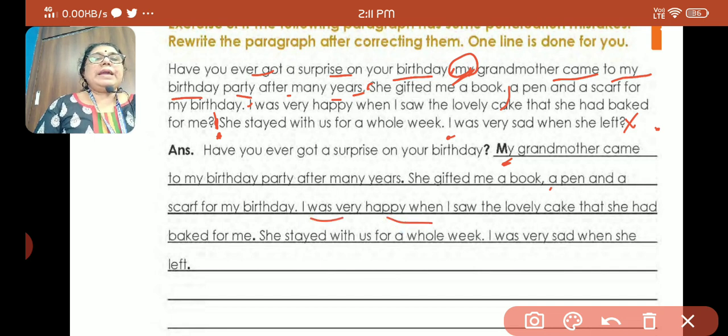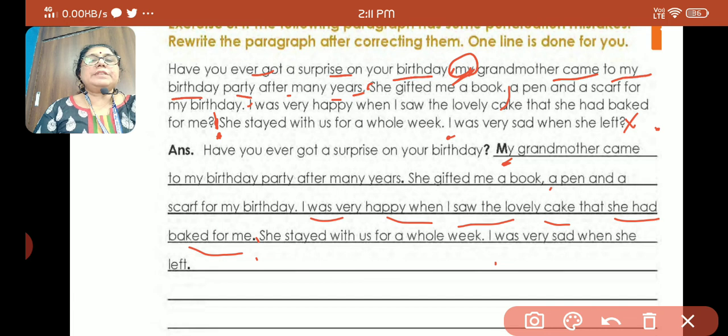I was very happy when I saw the lovely cake she had baked for me. Baked for me, it was not a question mark, we have to put a full stop. She stayed with us for the whole week, full stop. I was very sad when she left. Again a full stop. Got it, children? I want you all to rewrite the sentences correctly in your workbook. Okay? Done? So we have finished exercise 3.4.